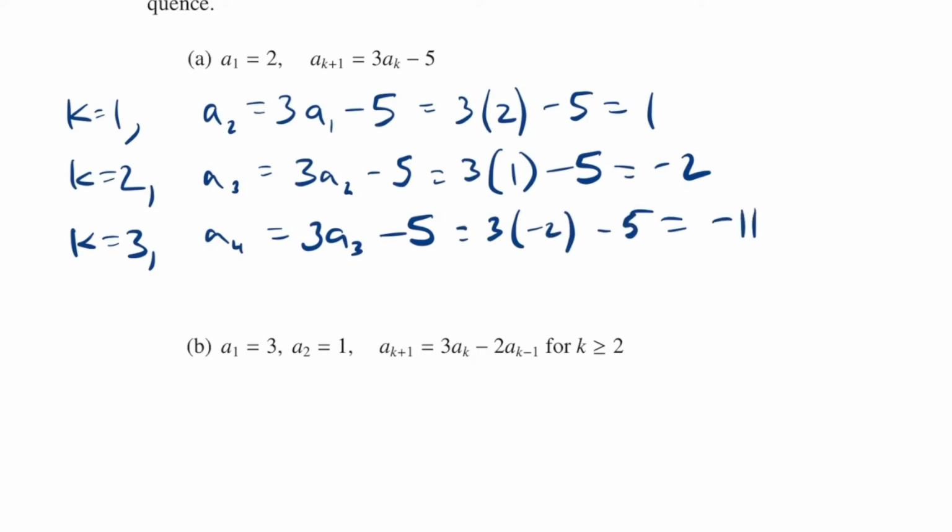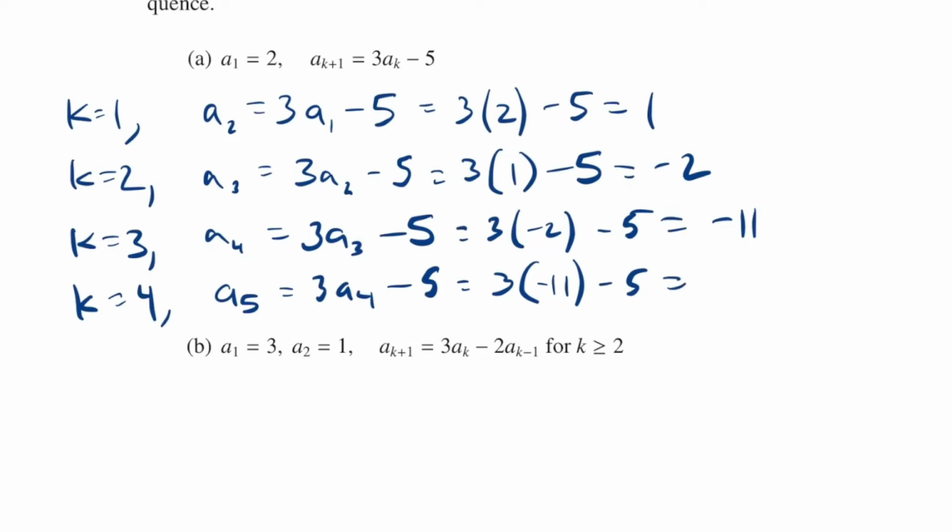So we do need to find one more. That would be a sub 5, 3 a sub 4 minus 5, which is 3 times the previous answer, minus 5, which is going to be negative 36. Oh no, negative 38, I believe. That's negative 33. Take away 5 is negative 38. So the first 5 terms of the sequence would be 2, 1, negative 2, negative 11, negative 38. I forgot the first term is given to us. So it's first, second, third, fourth, fifth term.